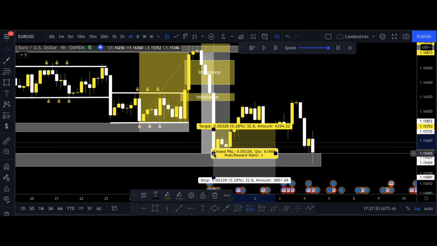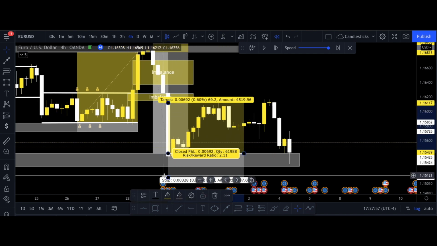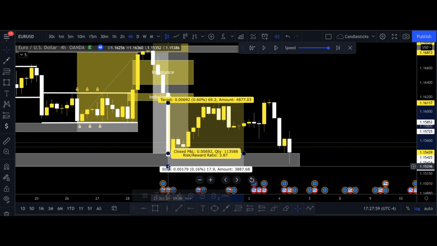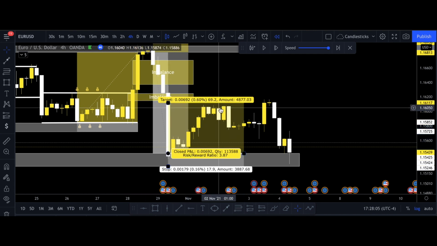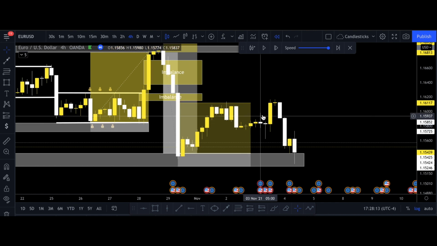You could have easily done something like this. Put in a nice buy limit there, right? With a pretty clean stop loss, I would put it right at the bottom of that demand. And look at that. You could have had a 1 to 3.87 risk to reward with a 17.9 pip stop loss and a 69.2 pip take profit, right? So definitely powerful stuff, guys.